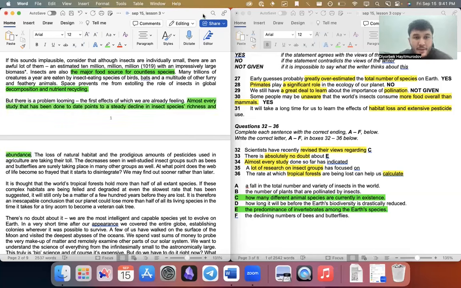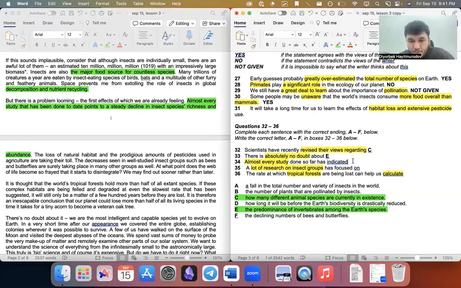Okay, I found the answer. So 34, what's the answer for 34? The answer is A, right? It is A, because here it says almost every study to date, means so far, points to steady decline. Decline means fall in the number of variety of insects. That means richness. You know, number means abundance.